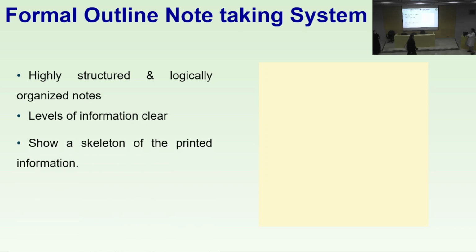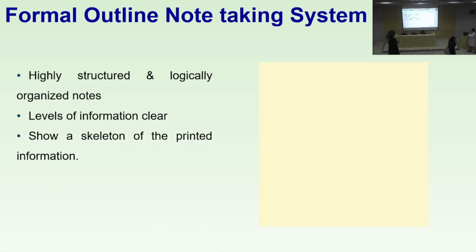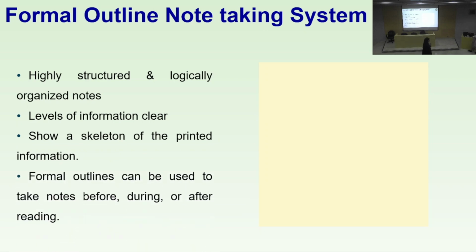Let us take the uses. It's highly structured, very easy to do, levels of information are clear, it shows the skeleton of the printed information, and it can be used as a supplement for note taking. Even along with the Cornell method, you can use the outline method. Before starting with the Cornell method, you can do an outline and then proceed with the Cornell method. It can be a supplement to many other methods.